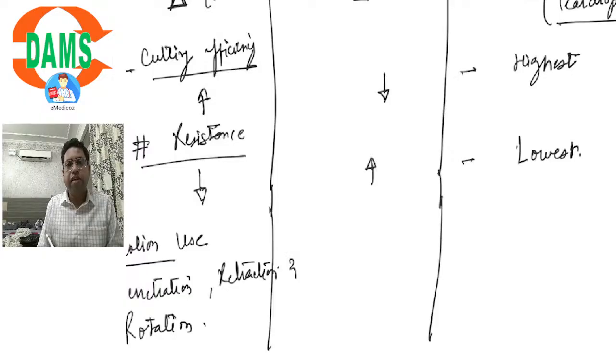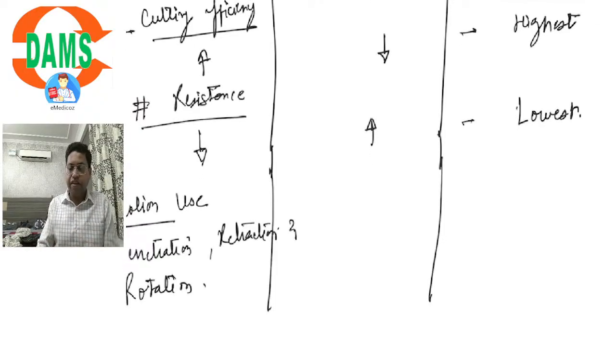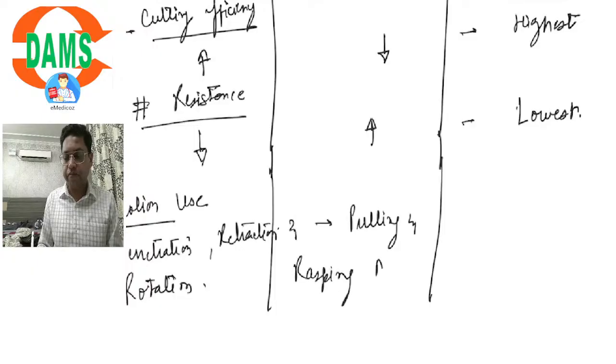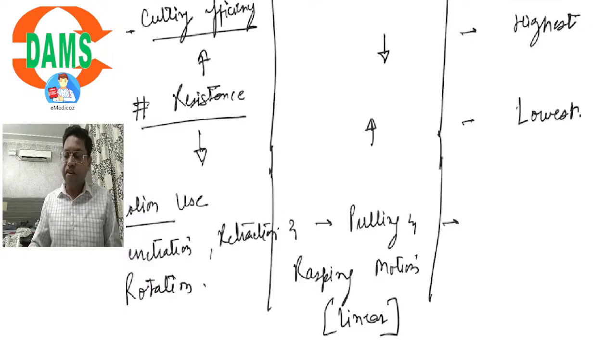Penetration into the root canal, rotation, and then retraction from the root canal. Files, on the other hand, have a pulling and rasping motion. This is also called linear motion. H-type instruments also have a linear motion.